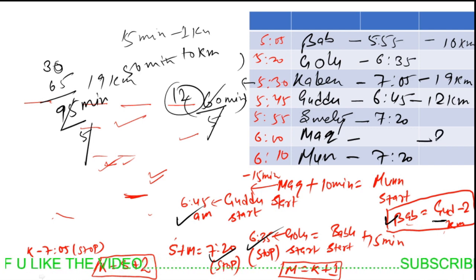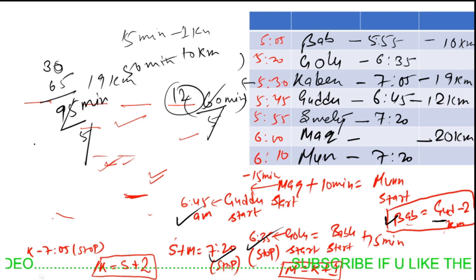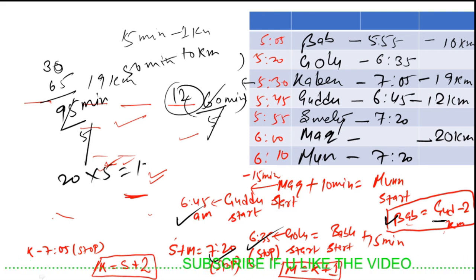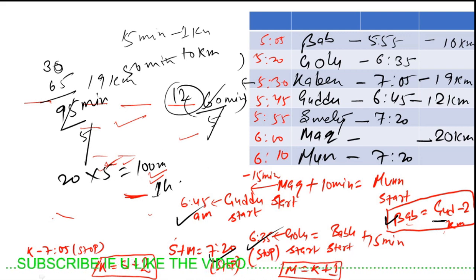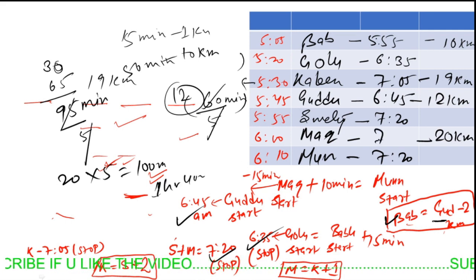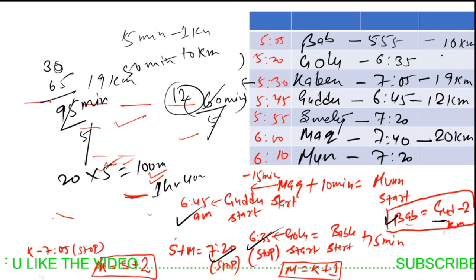Maqbool is traveling 1 km more than Kalin. So Maqbool will be traveling 20 km. 20 kilometers in how many minutes? 20 multiplied by 5 means 100 minutes. 5 minutes per 1 kilometer, so 20 km in 100 minutes. 100 minutes means 1 hour 40 minutes, so 7:40. So we are done.